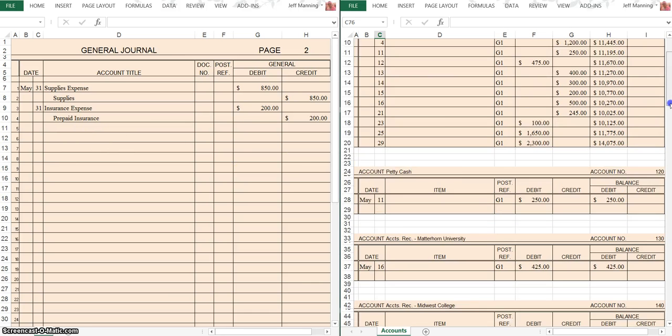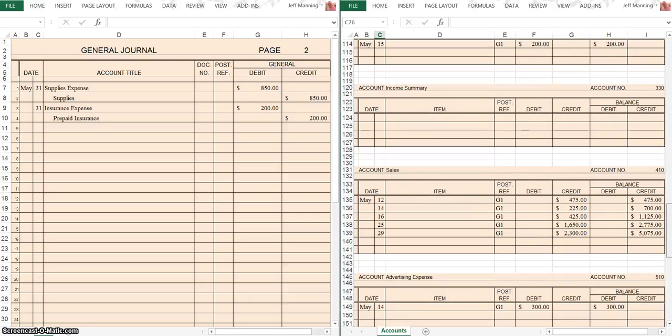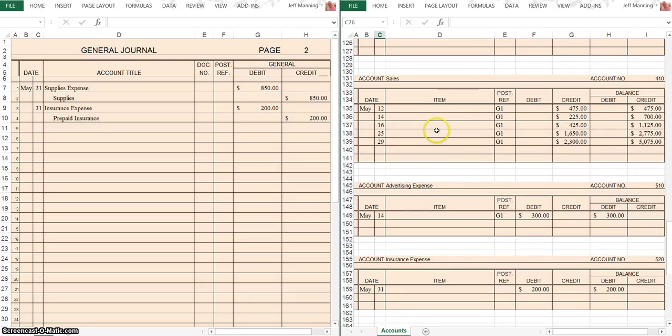So I'm going to go all the way down to my sales account. Here it is. Currently, my sales account has a credit balance of $5,075. So to get that to go to zero, I'm going to need to create a new transaction that does a debit of $5,075. And it will look like this.